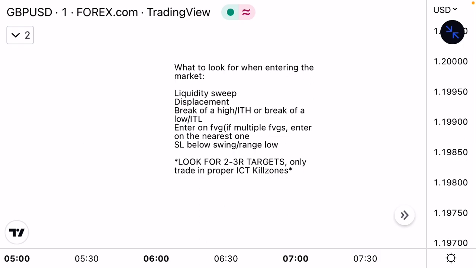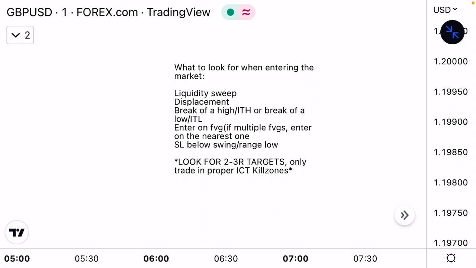And today I'm going to be showing you guys an easy way to increase your win rate with this simple ICT Mentorship 2022 model and my way of breaking it down. So we're going to look at what to look for when entering the market.